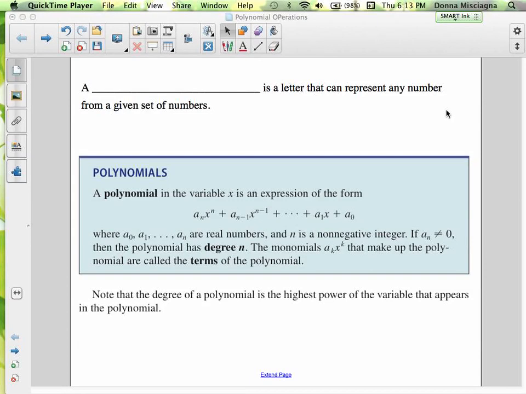Welcome. So let's review operations with polynomials, including addition, subtraction, and multiplication. And we'll also learn some techniques to make multiplying a little faster. All right, so let's start off with a definition. A blank is a letter that can represent any number from a given set of numbers. Of course, that's a variable.